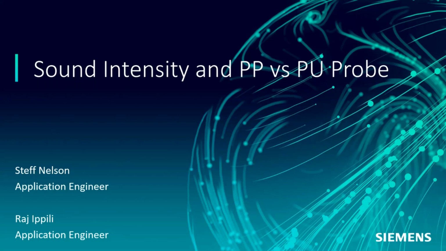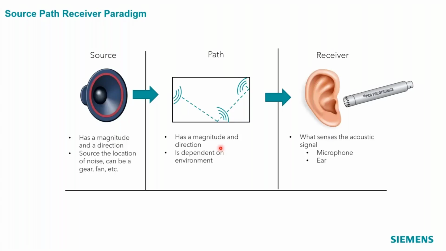Thanks, everyone. As Charles mentioned, I'm an applications engineer with Siemens. It'll be fun to discuss what sound intensity is and two different instrumentation you can use for measuring it. Before we even get into sound intensity, we have to establish some common vocabulary. The most common thing you'll see in a bunch of our presentations is the source-path-receiver paradigm. On one end, we have the source, which is what's going to be generating the actual noise. In automotive, this could be a gear or a fan. The source will have a magnitude and a direction.